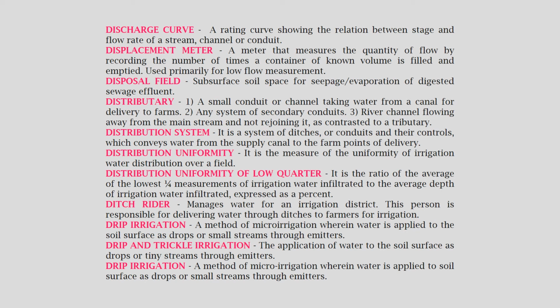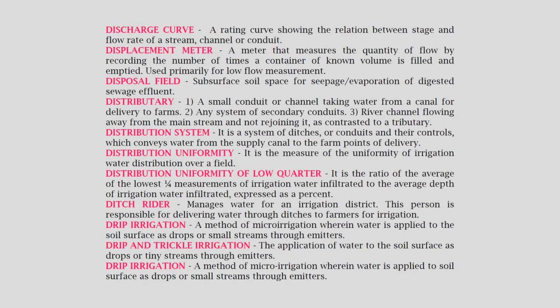Distribution uniformity. It is the measure of the uniformity of irrigation water distribution over a field. Distribution uniformity of low quarter. It is the ratio of the average of the lowest 1/4 measurements of irrigation water infiltrated to the average depth of irrigation water infiltrated. Expressed as a percent.